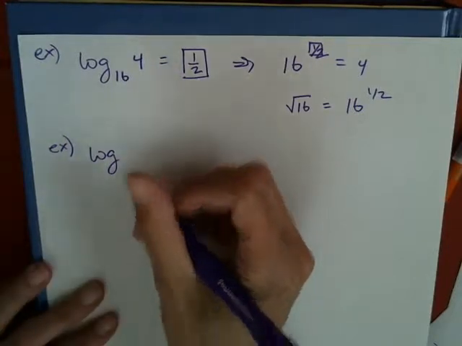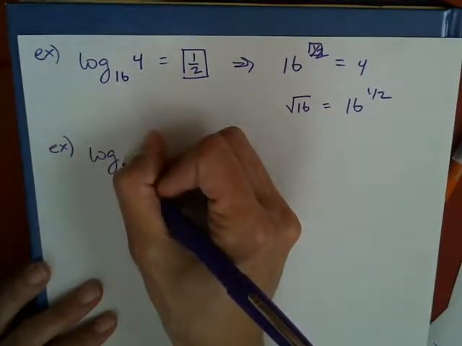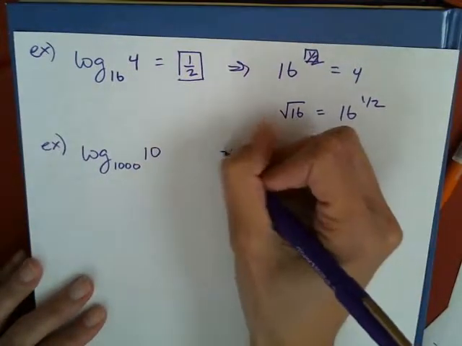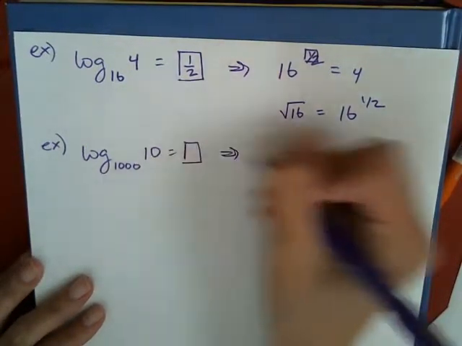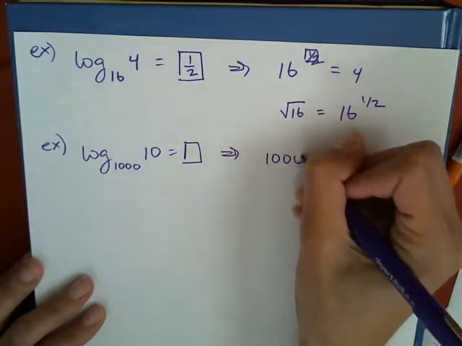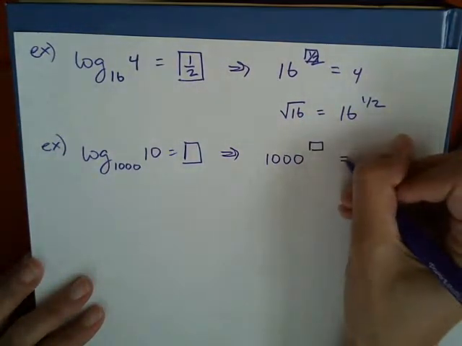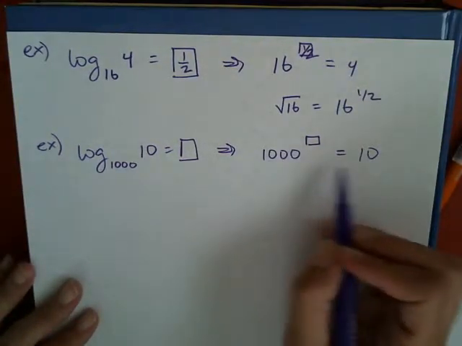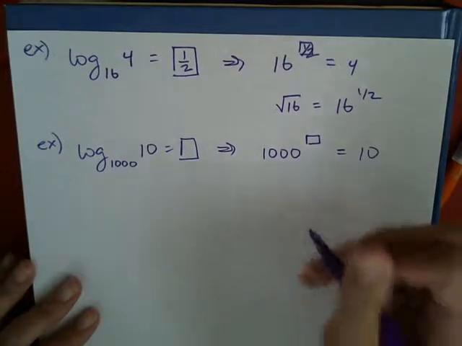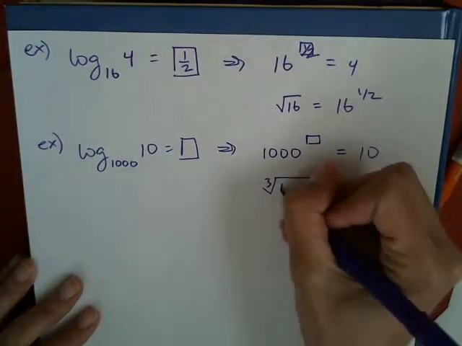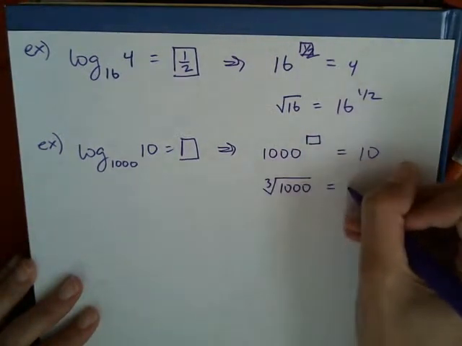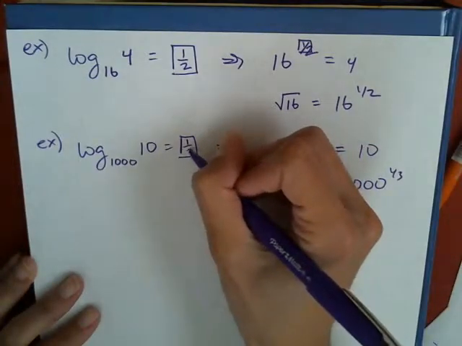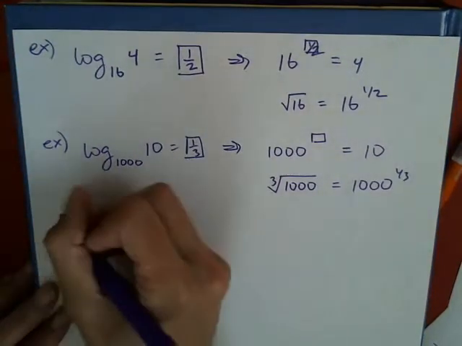So if I did log base 1,000 of 10 equals something, I forgot my empty spot. This would be 1,000 to what power equals 10? Well, I would need a cube root, wouldn't I? Because 10 to the 3rd power is 1,000. I would need a cube root, which is the same as a 1/3 power. So 1/3 is my power. Okay, how about this one?